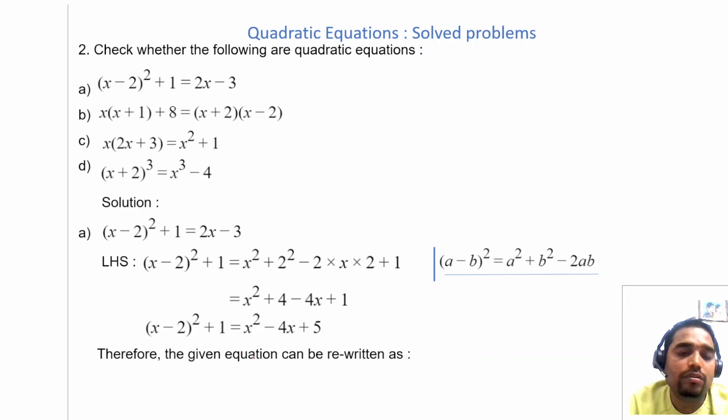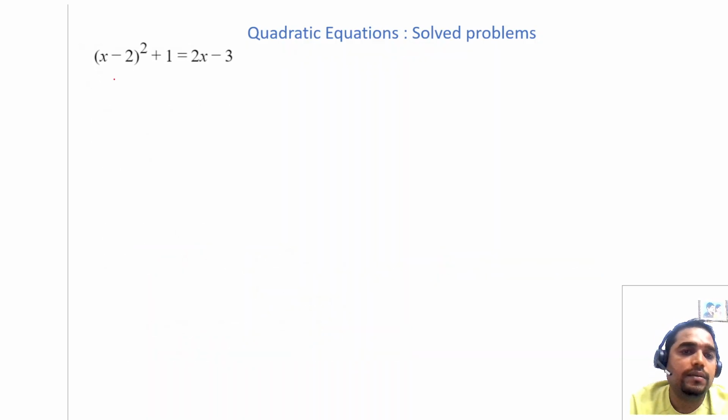Therefore, the given equation can be rewritten as follows. The given equation is (x minus 2) whole square plus 1 equals 2x minus 3, and we have to check whether the resultant equation is quadratic or not. Now we substitute the value we have obtained, x square minus 4x plus 5, in the given equation on the LHS. Now we will see how to simplify that. Instead of this LHS, I substitute the value we got earlier, x square minus 4x plus 5, which is equal to 2x minus 3.